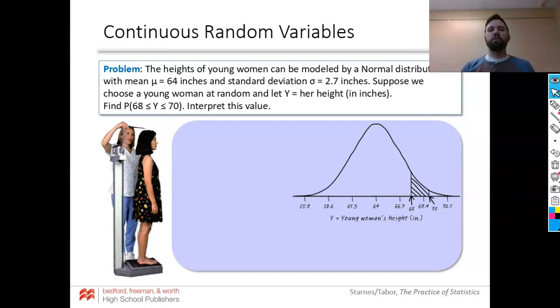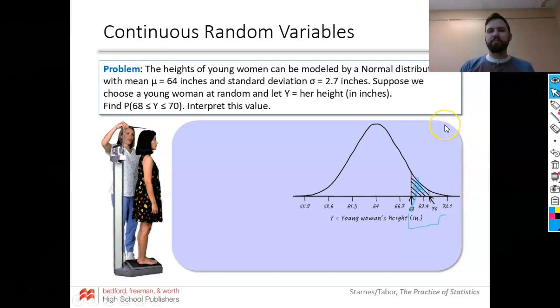Now, if we chose a woman at random, we want to find the probability her height is between 68 and 70 inches, and we want to interpret the value. So when we look at the normal curve over yonder, this shaded area is what we're looking for, from 68 to 70, right?